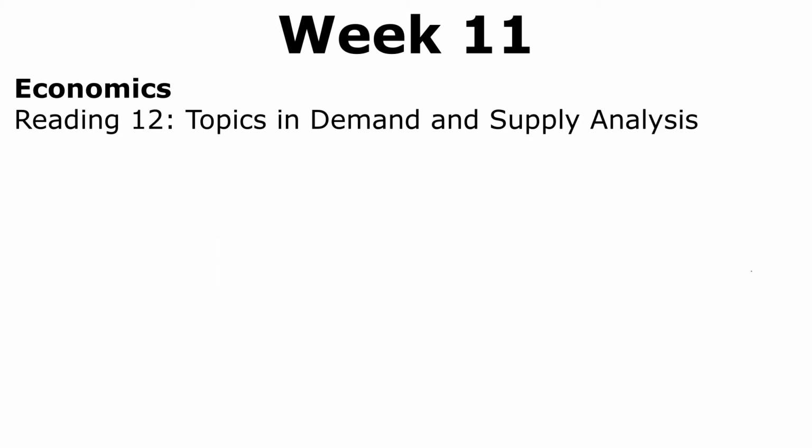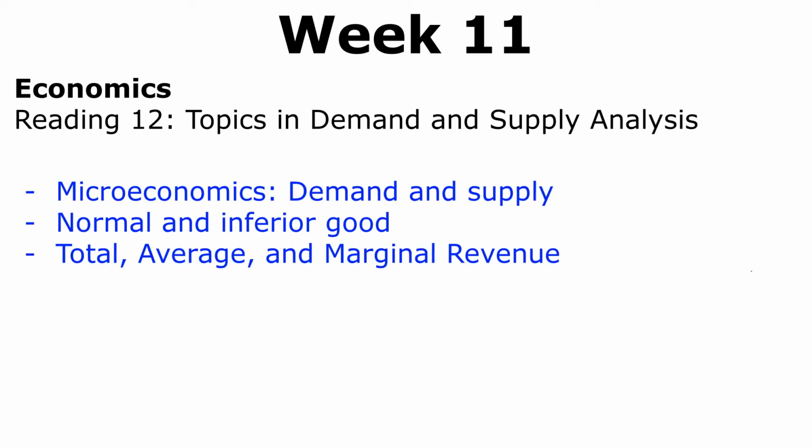The first reading for this week is Reading 12, Topics in Demand and Supply Analysis. This chapter is a typical microeconomics introductory chapter. Most of us should have seen the material in our undergrad studies. This chapter introduced the concept of demand and supply, along with discussing the demand elasticity and some differences between normal and inferior goods. Then the chapter digs deeper into the analysis of accounting profit and economic profit, along with discussing total, average and marginal revenue under different market structures. Some concepts seen in this chapter, we will see them again in the coming chapters. So don't worry if you're not able to memorize all the concepts while studying this chapter for the first time.